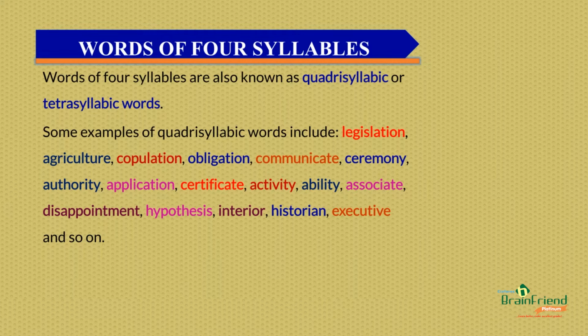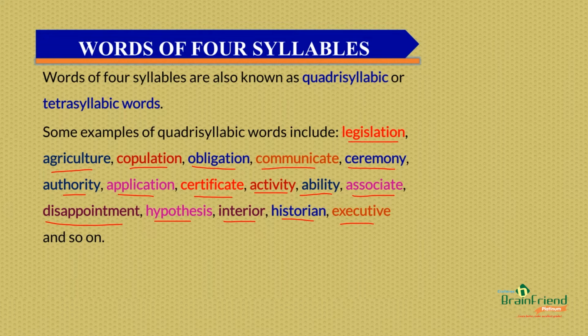These words are also known as quadrasyllabic words or tetrasyllabic words. Let's take a look at some examples. We have legislation, agriculture, copulation, obligation, communicate, ceremony, authority, application, certificate, activity, ability, associate, disappointment, hypothesis, interior, historian, executive, and many more.